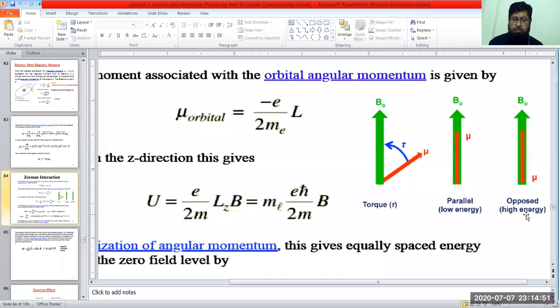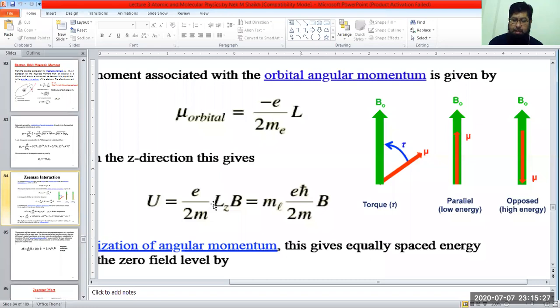So the mu for orbital angular momentum is minus e over 2m times L. So the energy is mu times B. Yesterday we discussed that the energy is equal to mu times B. This is mu, which is e over 2m times Lz, and B is the magnetic field. Lz is equal to ml times h cut, so it is e h cut over 2m times B, because the value of Lz is equal to ml h cut.